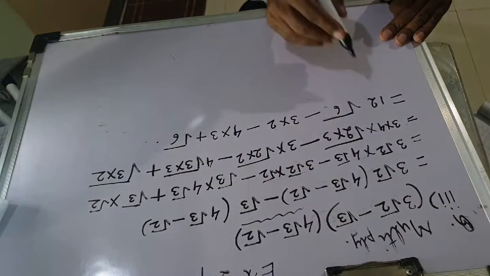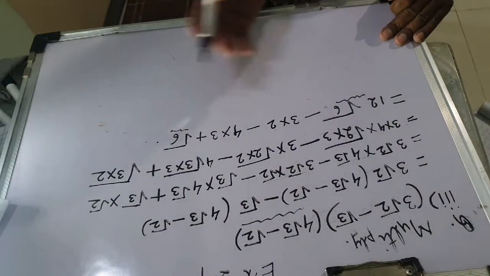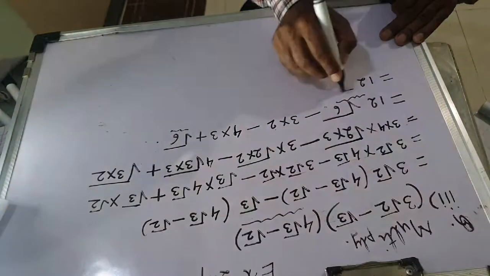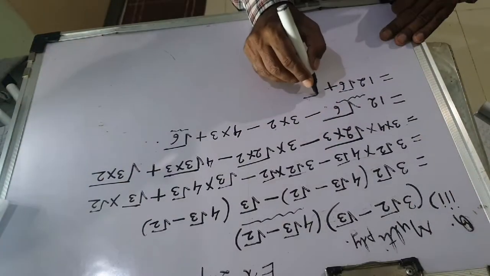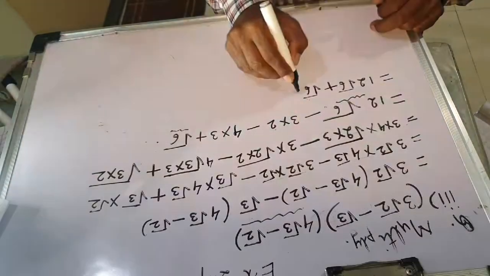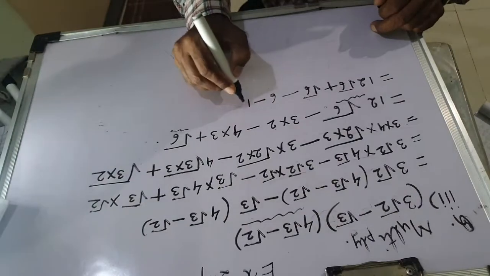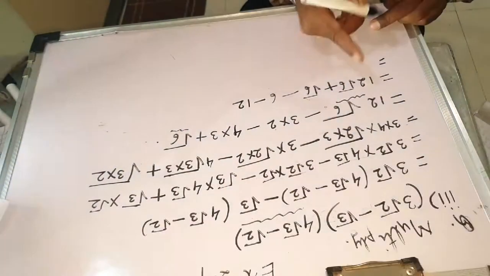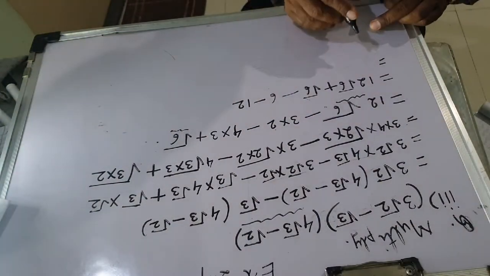Plus, and this is root 6. Now see that this one part and this one part is same. I will bring them together: 12 root 6 plus root 6. Like terms I have collected together. Minus 3 2s are 6, minus 4 3s are 12. Okay. So that is equal to 12 root 6 plus 1 root 6, that is nothing but 13 root 6.